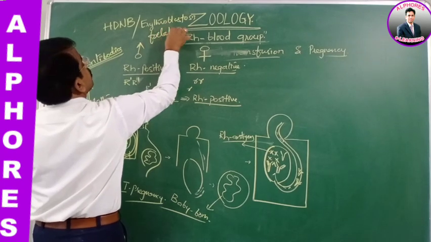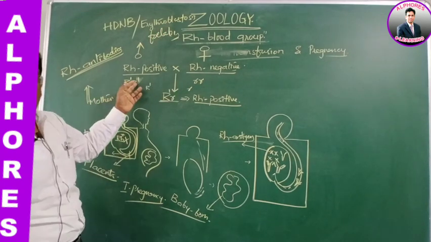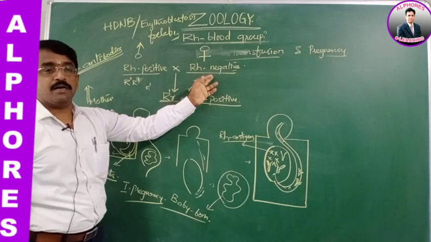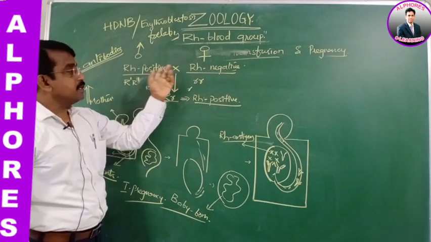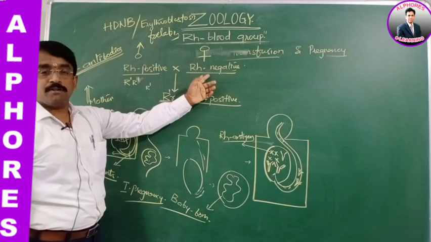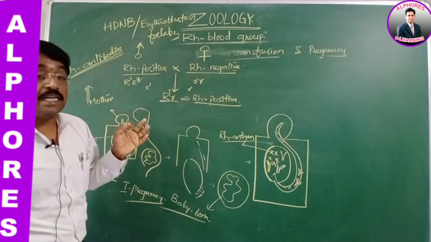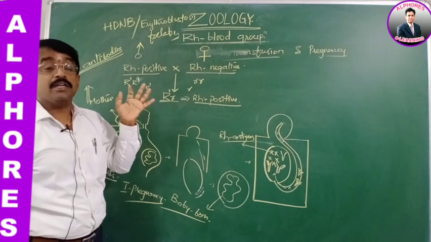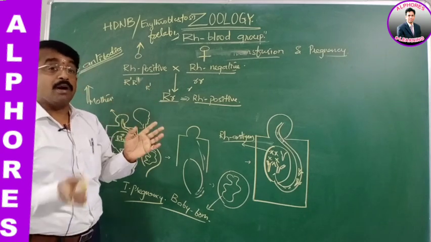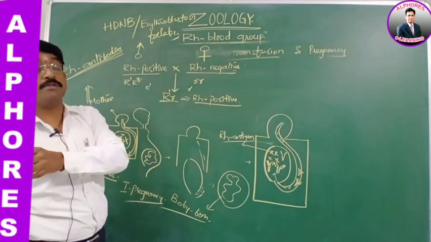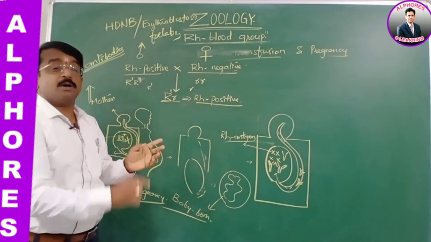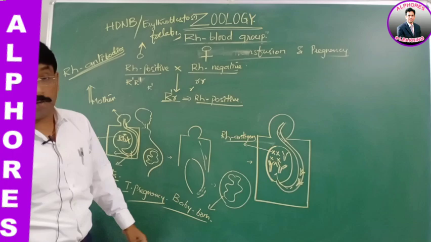So that's the reason why a marriage between an Rh positive husband and an Rh negative wife is genetically incompatible and not advisable, whereas vice versa is different. If the woman is Rh positive and the husband is Rh negative, it is advisable. Thank you.